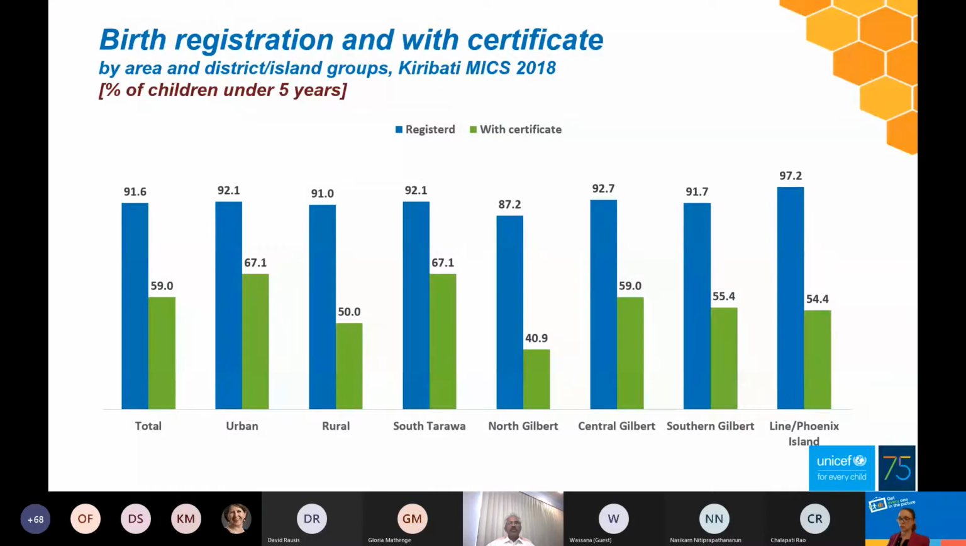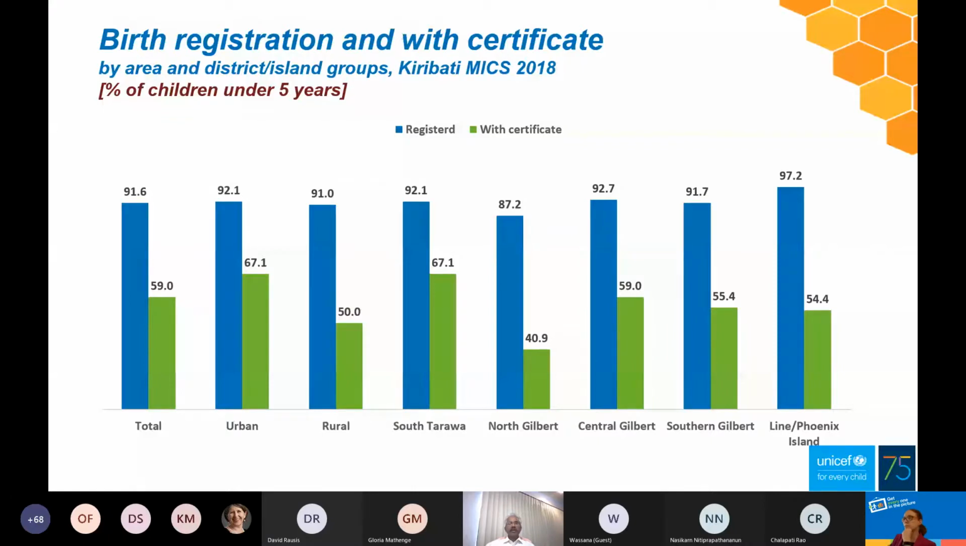A couple of examples when it comes to differentials. I'm just picking 1 or 2 cases here. This is from Kiribati MICS, coming from the Pacific. I'm giving the regional differences and urban-rural differentials. This graph is showing registered as well as with the certificate. You can see the difference there between registered and with certificate.